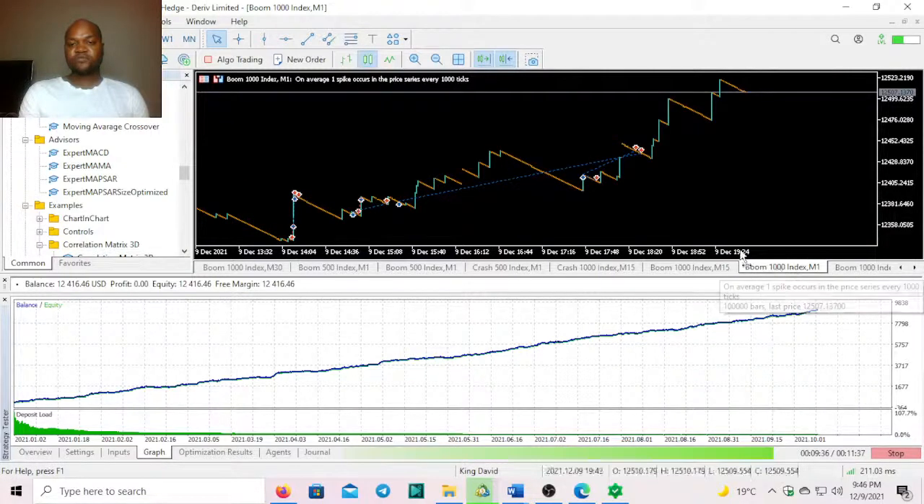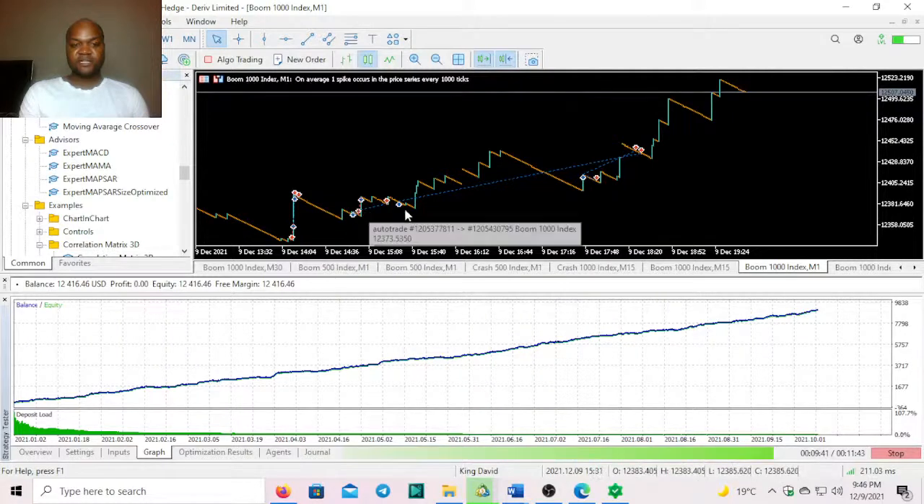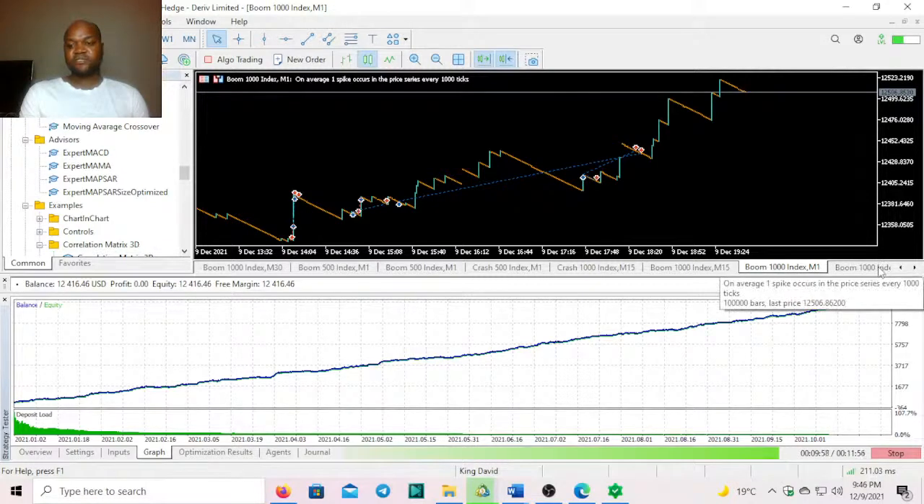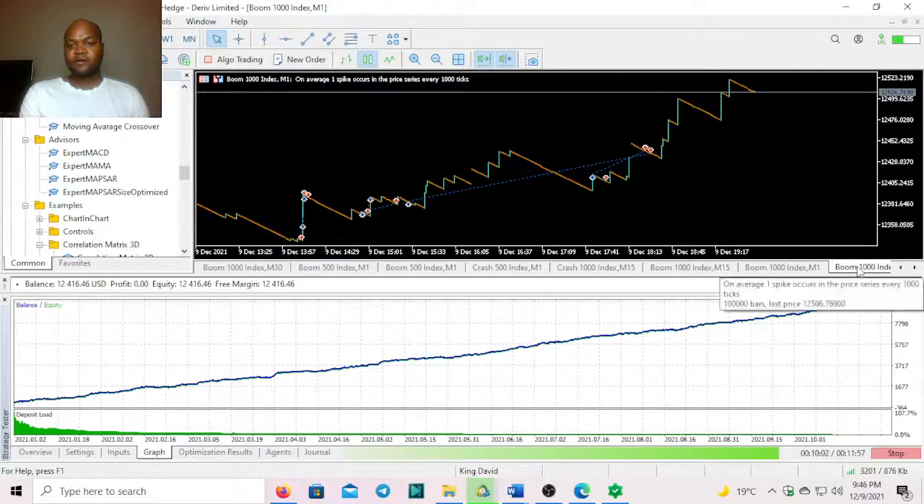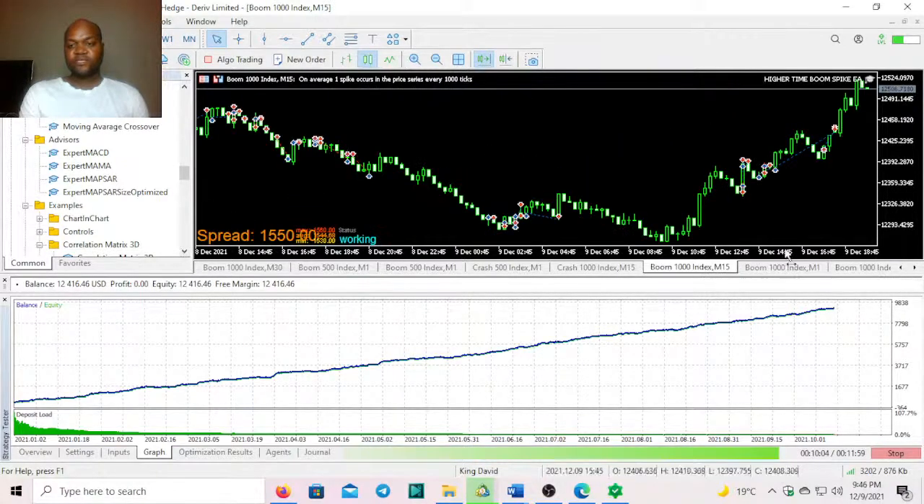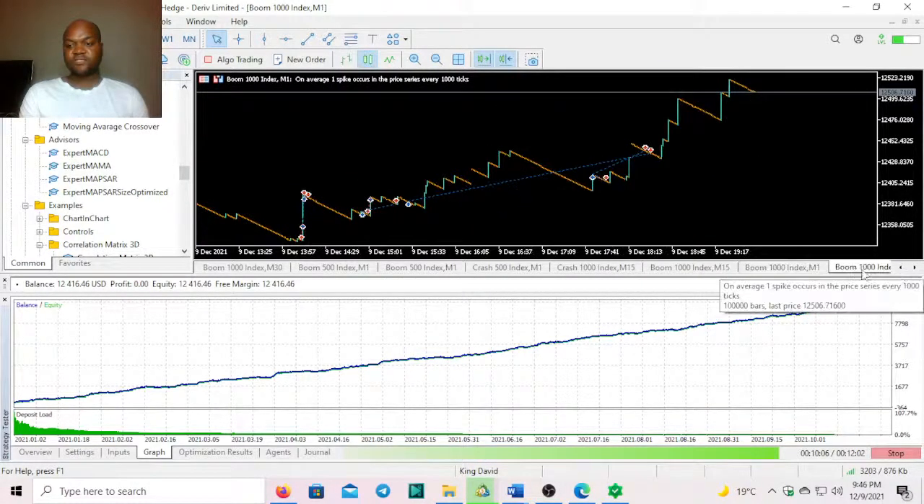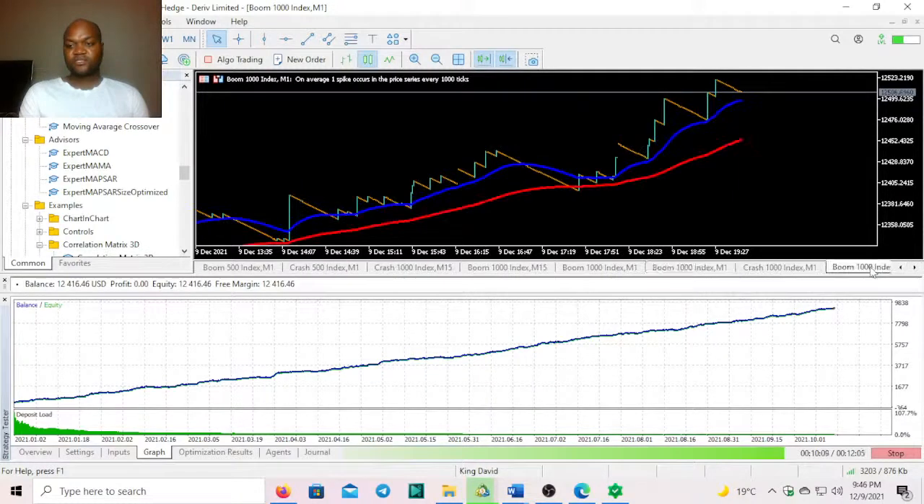So this crossover strategy, this was a trade that was carried by another bot, the Vision and the Spike bot. This is amazing. It's a Spike bot, so I make those. I also make Spike bots for Crash and for Boom. I have a lot of bots, guys. If you're interested, you let me know.